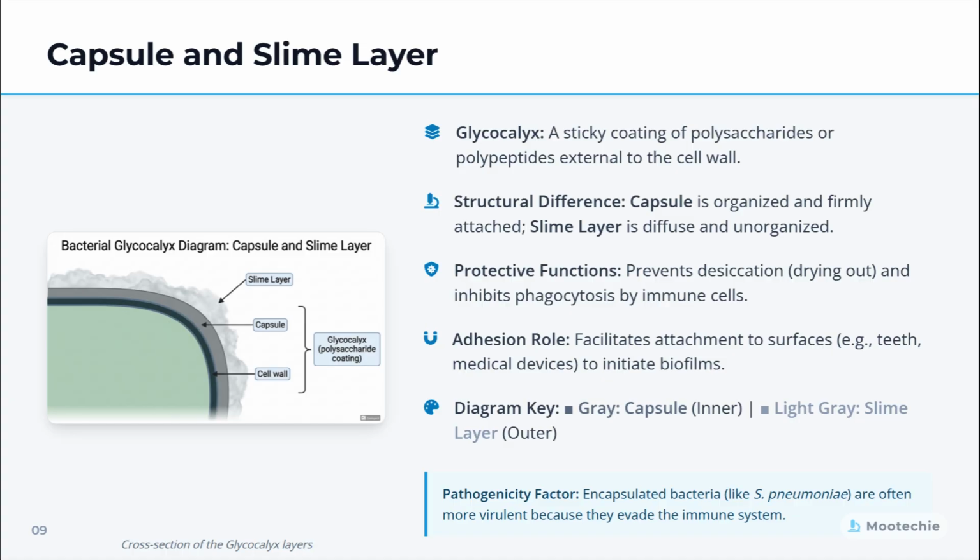Protective functions. This coating prevents desiccation or drying out and inhibits phagocytosis by immune cells. It's a protective shield against the environment and host defenses. Adhesion role. It facilitates attachment to surfaces like teeth or medical devices, which is the first step in initiating biofilms. As the diagram key shows, the inner gray layer represents the organized capsule and the outer light gray represents the diffuse slime layer. It's an important pathogenicity factor. Encapsulated bacteria like Streptococcus pneumoniae are often more virulent because their capsule helps them evade the immune system.